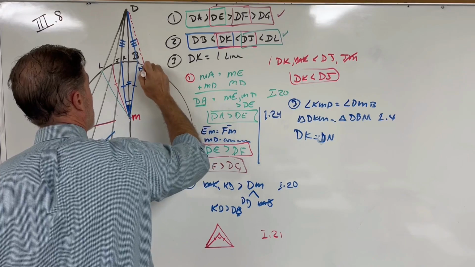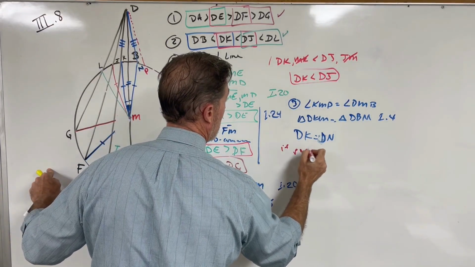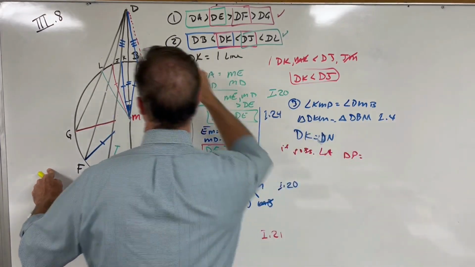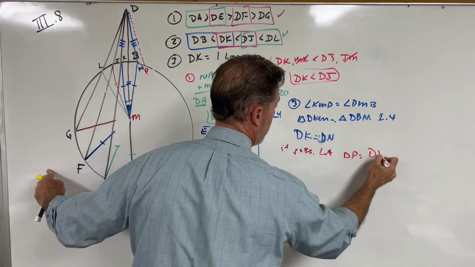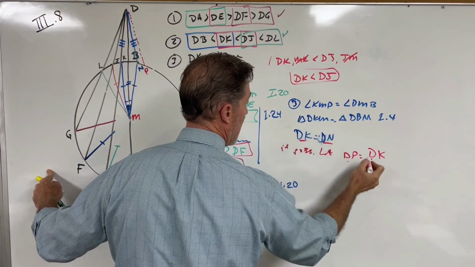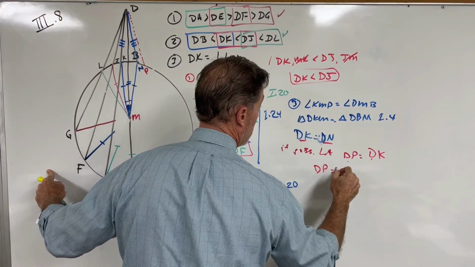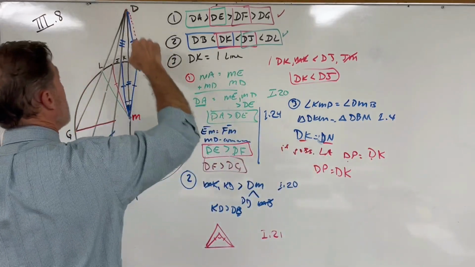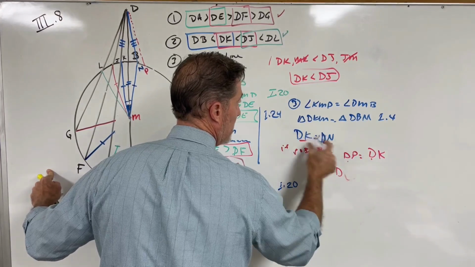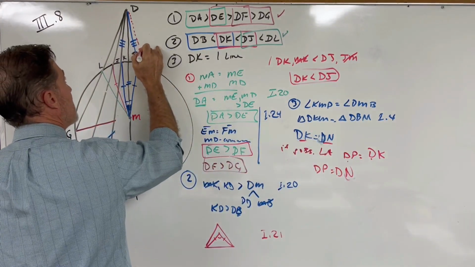Let's call this P. So if it were possible, let DP be equal to DK. Well, if DP is equal to DK, DN is also equal to DK, so two things equal the same thing are equal to each other. Therefore, DP is equal to DN. So these are both equal to DK, therefore DP is equal to DN. So this is equal to this.